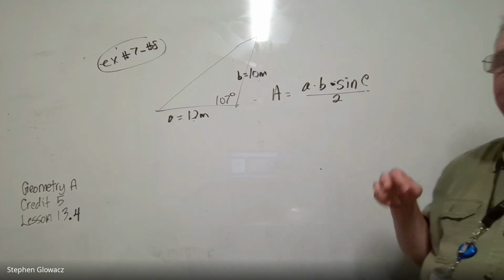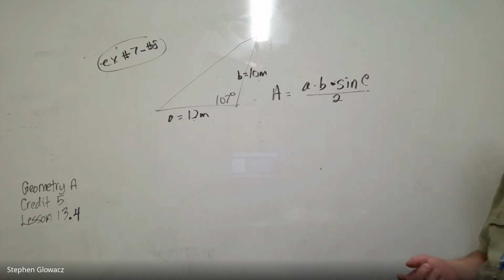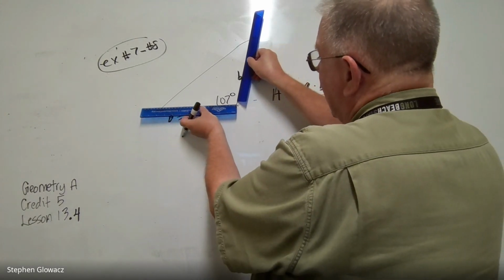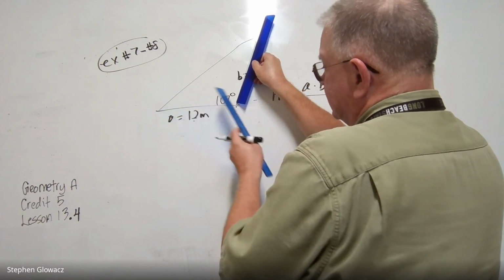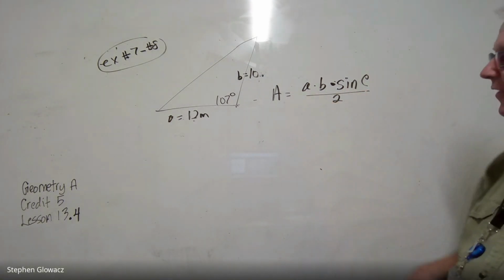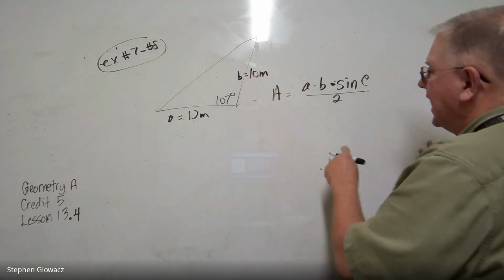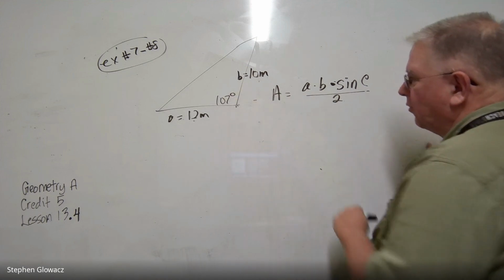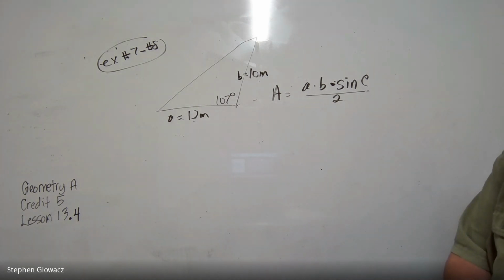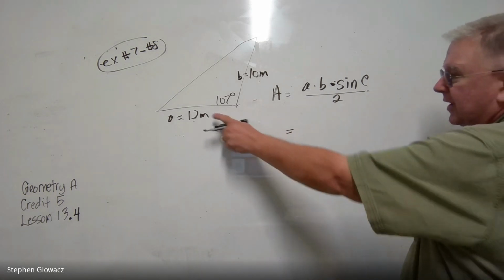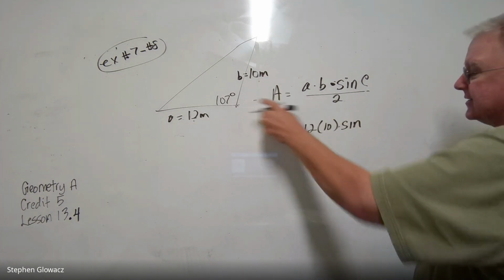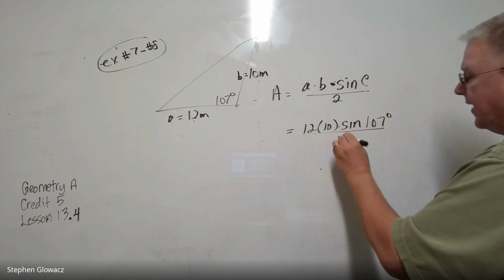C is the angle that's in between, or that's formed by those two sides. So we can see that we do have the angle that we need, because here are the two sides, and the two sides are in fact what forms this 107-degree angle. So again, you need two sides to use this formula. You need to know the length of two sides, and then the angle that's formed by those two sides. All right, so let's substitute those numbers into our formula. A is 12, B is 10, and C is 107 degrees, divided by 2.